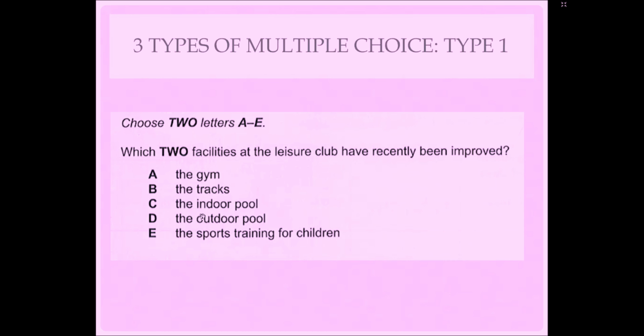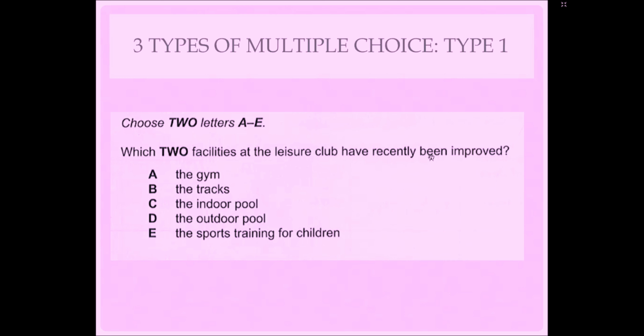They're going to talk about the tracks. They're going to talk about the indoor pool, the outdoor pool, the training for children. However, you have to listen for which of these possible answer choices, A, B, C, D, E, is connected to the language recently been improved.